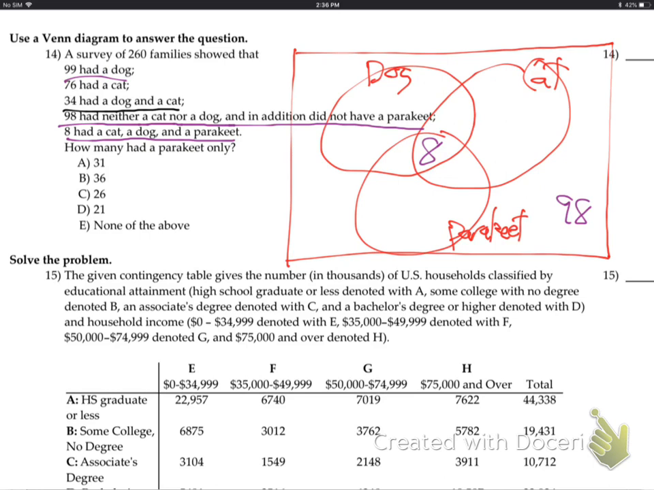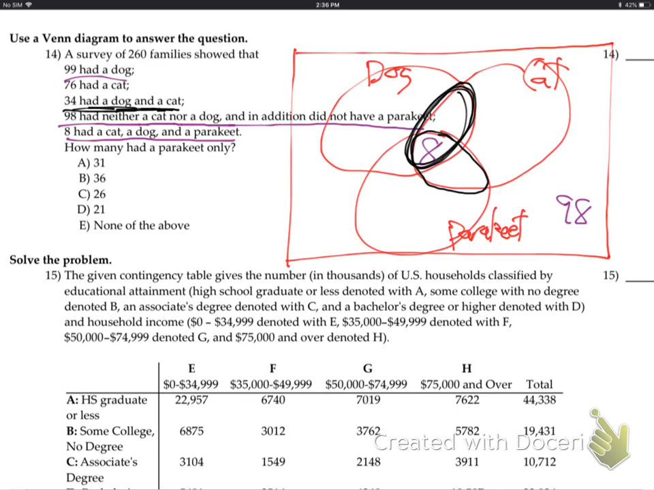All right, anyway, where are we going? I'm getting sidetracked here. 34 had a dog and a cat. Now, what can I do with that? To realize these two together, got to make the 34. Oh, no, I did the wrong two. It's these two. These two have to make the dog and the cat, because that's the overlap of the dog and the cat circles, isn't it?